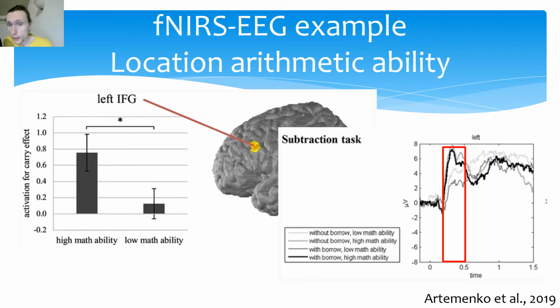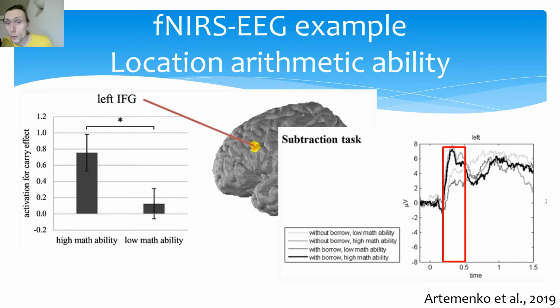And then they looked at the EEG signal that was measured at the same time while the people were doing a subtraction task, and they basically coupled this left inferior frontal gyrus response to an EEG signal around 200 to 400 milliseconds after people saw the stimulus, the arithmetic stimulus.